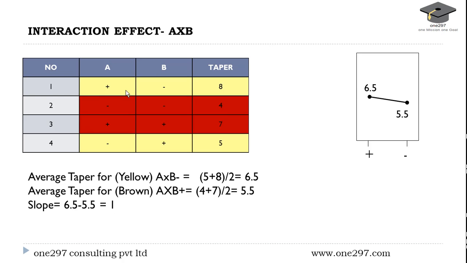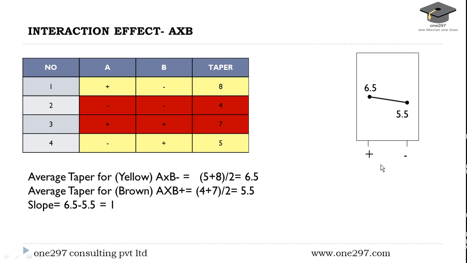Now we will look at the combined effect of A into B, that is grinding wheel RPM and workhead RPM, meaning the interaction effect of A and B. A into B is minus at the first condition and at the fourth condition, where A and B have opposite signs. When is A into B positive? At the second and third conditions. So we'll take the average of both. The average taper for A into B minus is 6.5 and for A into B plus is 5.5.